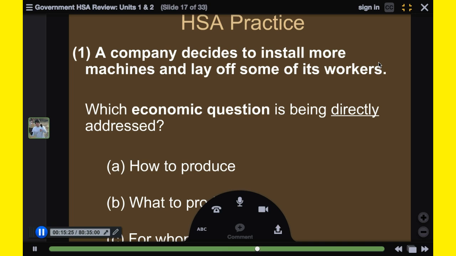Give you a few seconds to think this over. Hopefully you'll get the right answer. Alright, stop thinking. What's the correct answer? Well, if you're installing more machines and getting rid of its people, the workers, then you are deciding how to produce something. You've decided that it's much more cost effective to use machines, therefore you're saying sayonara to all the people you've employed for many, many years.